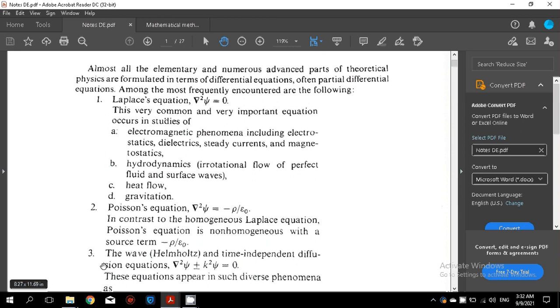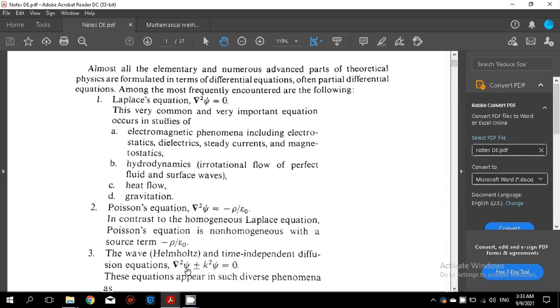Number three, the wave Helmholtz equation, a time independent differential equation. Now this equation is in fact the combination of the Laplace equation and the Poisson's equation, which shows that del square psi plus minus k square psi is equal to 0. So if you take this term on the right hand side, it becomes a non-homogeneous differential equation, and this is the most general equation, and we call it the Helmholtz equation.